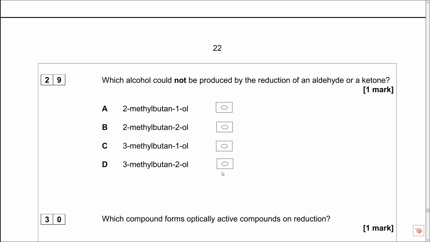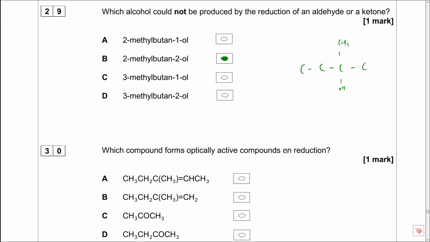Which alcohol could not be produced by the reduction of an aldehyde or a ketone? Right, straight away I'm thinking tertiary alcohol. So which one of these is a tertiary alcohol? It's probably got to be one like that, 2-methyl. I'd say probably B, because a tertiary alcohol can never become an aldehyde or a ketone, so it can never be produced from an aldehyde or a ketone. So I'm looking for the one that's got the OH group with three alkyl groups there, and it has to be B, the 2-methylbutan-2-ol.